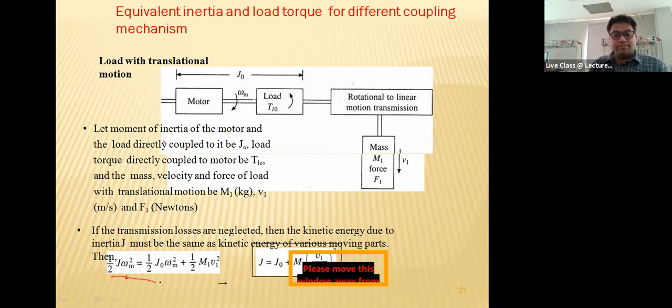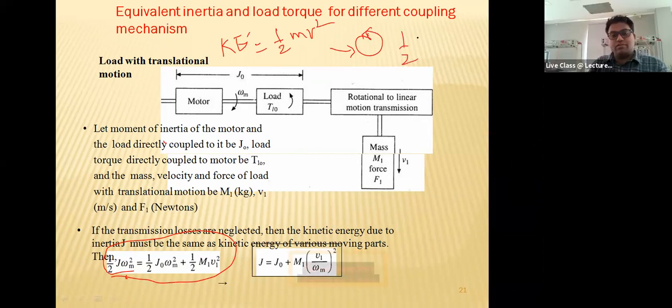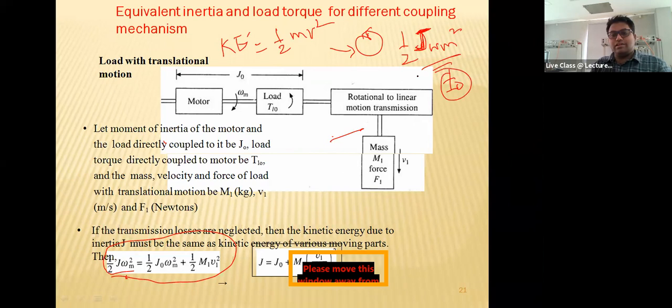So the J equivalent will be coming from the kinetic energy. Just remember it, the kinetic energy will be half mv square for a linear one, and for a rotational movement it will be half I omega square. Here in electrical engineering we use J instead of I, so it will be half J omega square, because I is actually used for the currents. So if we make it equivalent, what will come out?